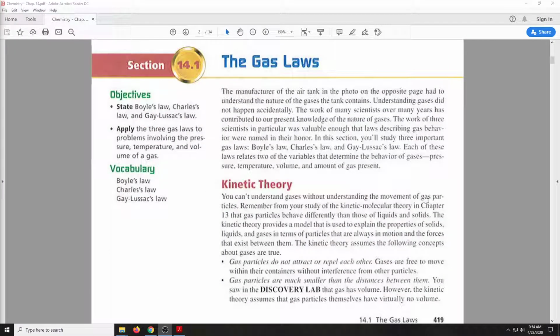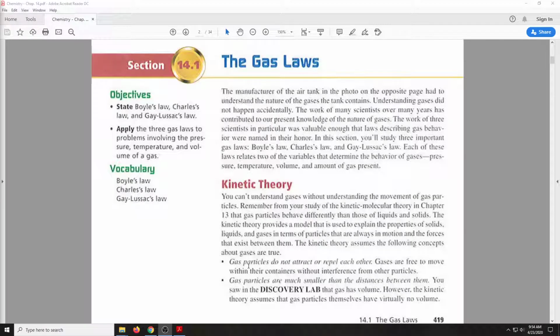So let's look at the gas laws. There's three gas laws that we're going to go over, and the rest of the chapter is kind of built upon those three. But before we go there, we have to remember the kinetic molecular theory that we just went over in chapter 13. So let's go ahead and go over the concepts of the kinetic molecular theory.